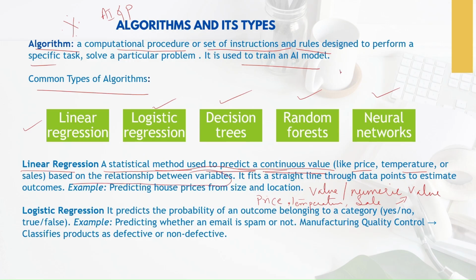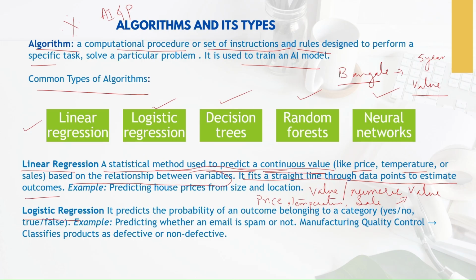Like, for example, if you say, can you tell me the price of the land in Bangalore in the next 5 years for this particular location? So, based on this variable, it will just give you a numeric value. Then that is linear regression. It fits a straight line through data points to estimate the outcome. Like predicting house prices, depending on the size and the location, it will give you a value.